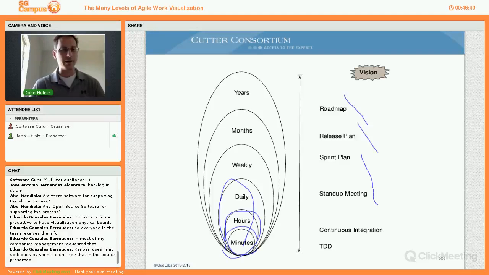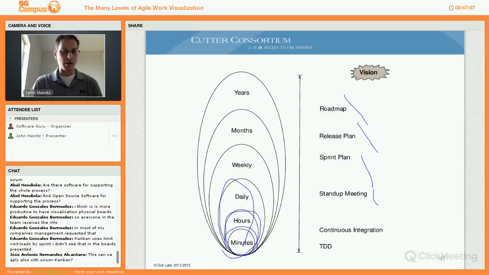Oh, actually, I do see the latest comment. Kanban uses limits on workloads. That is very true. The pictures that I had did not have the WIP limits visible, but that is a key characteristic of Kanban. You are very correct. Limiting WIP, W-I-P, work in progress, is a critical aspect of Kanban.